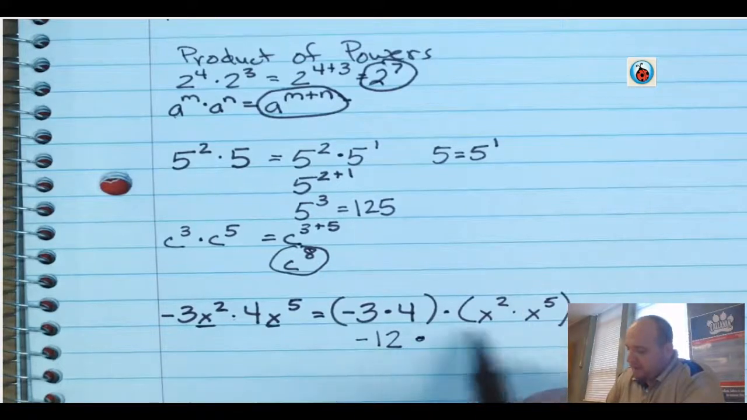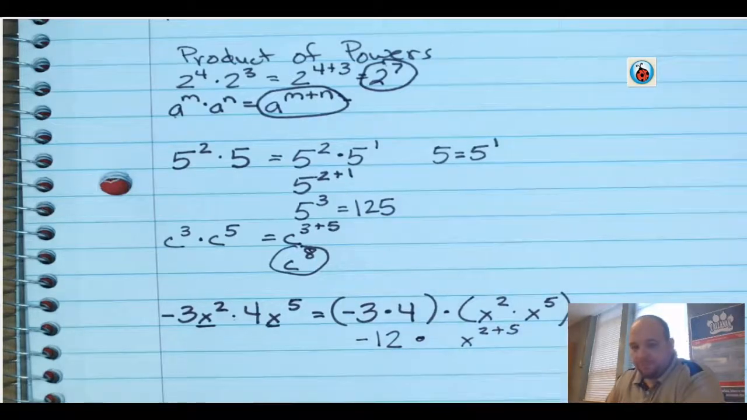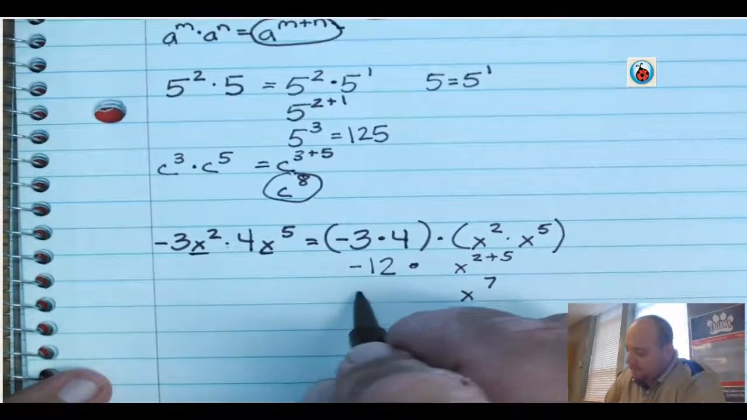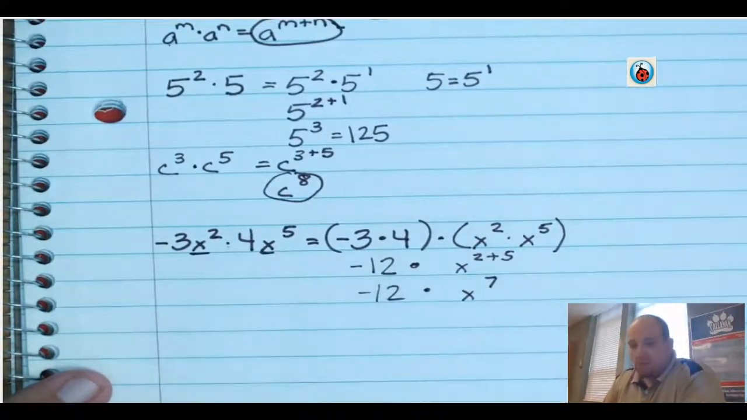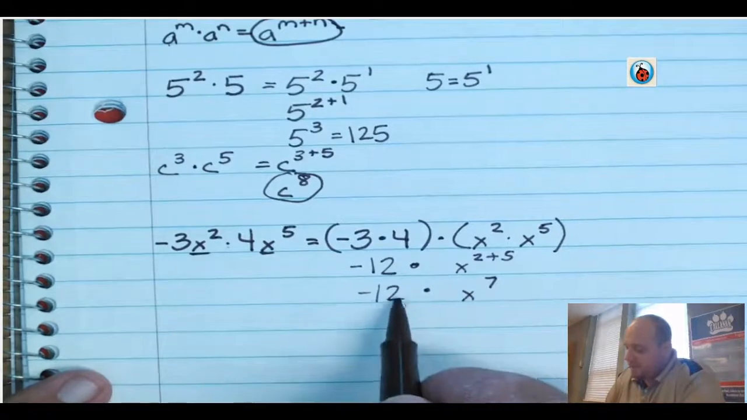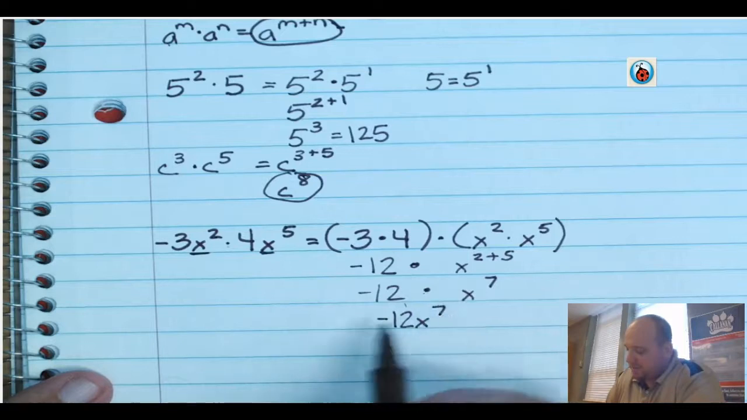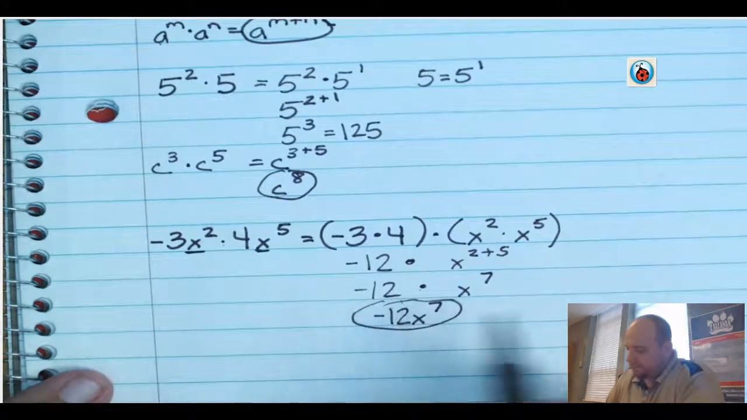Law of exponents says that when I have the same base, I add the exponents. So I'm going to do 2 plus 5. 2 plus 5 is going to give me 7. So I have negative 12 times x to the 7th. Because I'm multiplying here, I can write the x to the 7th right next to this negative 12. And so there's my answer.